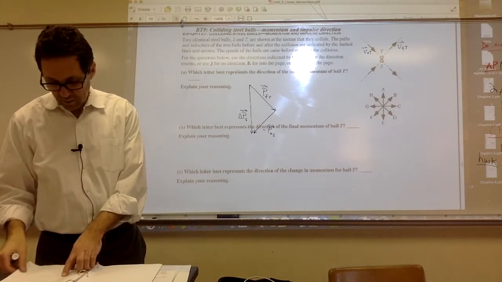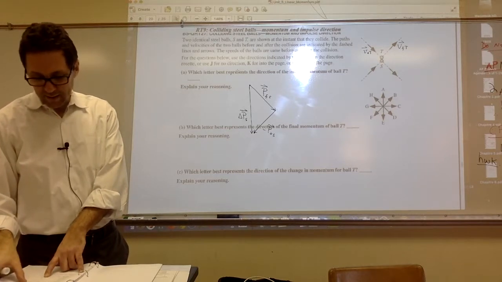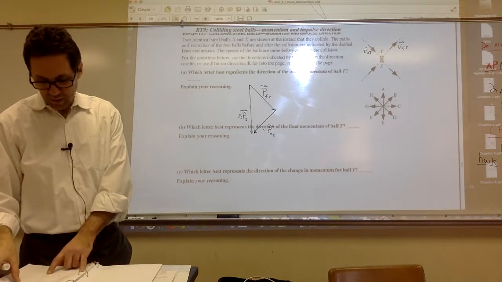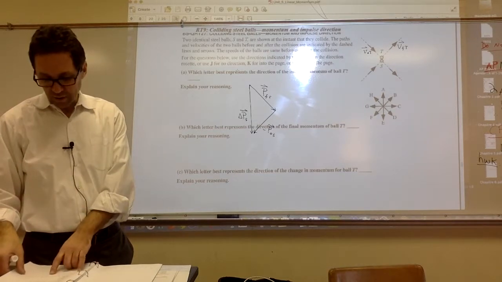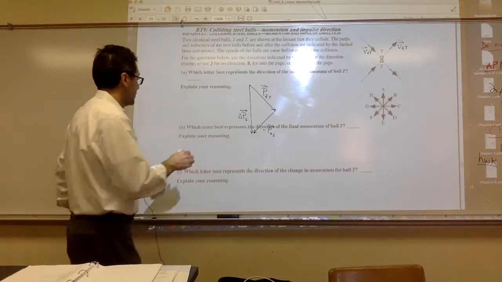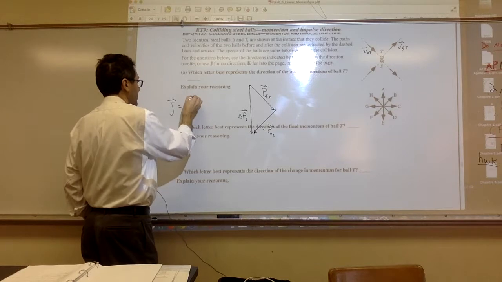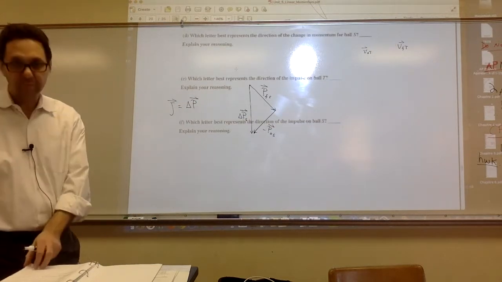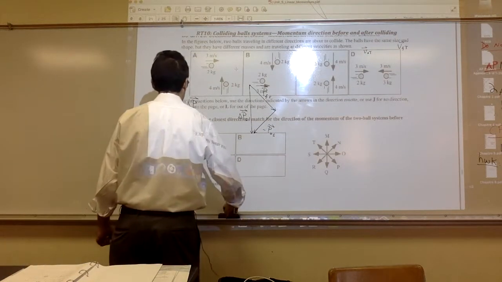Okay, which letter best represents the direction of the impulse on ball T? That should be A. The impulse is the same as change in momentum. And the same thing applies to question F. The impulse on ball S is exactly the same direction as the change in momentum of ball S, because we learned that impulse causes your momentum to change. So impulse equals change in momentum. All right, let's look at RT10.